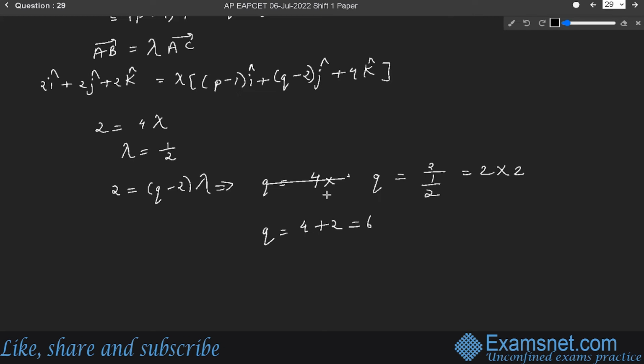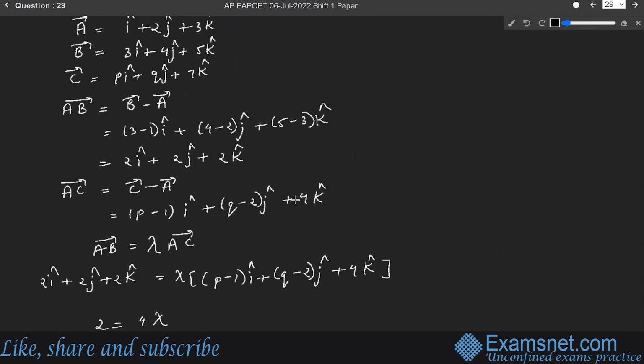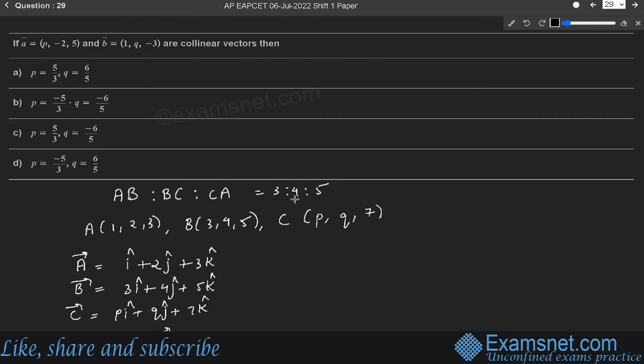Comparing the coefficient of i cap, we get P is equal to minus 5 upon 3. And again comparing the coefficients of j cap, we get Q is equal to 6 upon 5. Since they are the collinear vectors, the value for P will be minus 5 upon 3 and Q will be 6 upon 5. Therefore, we can say that the correct option here is option number D.